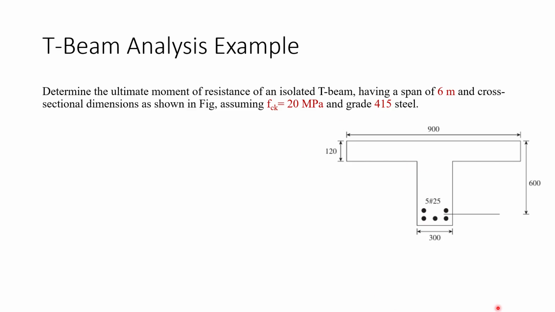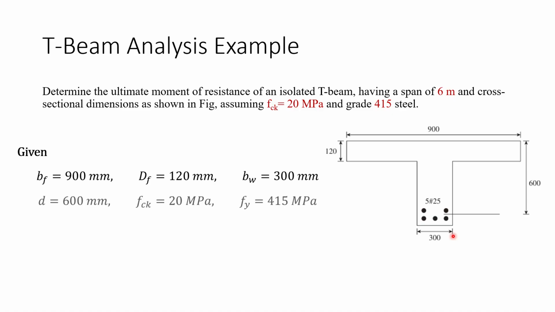So this is the T section which has been given. You can see that width of the flange is 900 mm, effective depth is 600 mm, and depth of flange is 120 mm. There are 5 bars of 25 mm dia, and width of the web is 300. So these are the given: bf equals 900 mm, Df equals 120, bw equals 300 mm, d equals 600 mm, fck equals 20 MPa, and fy equals 415 MPa.